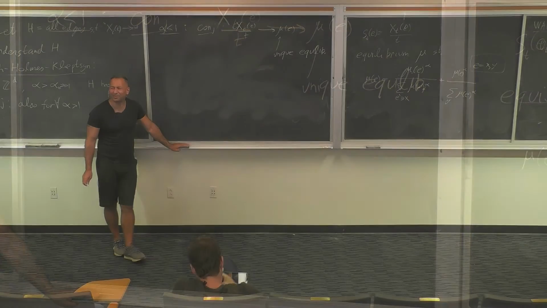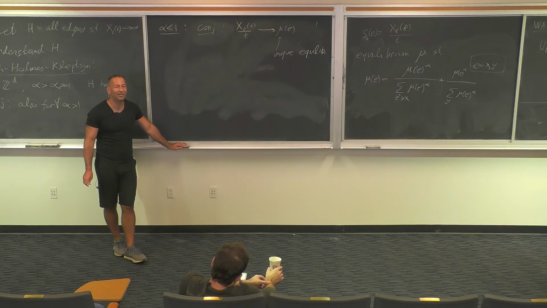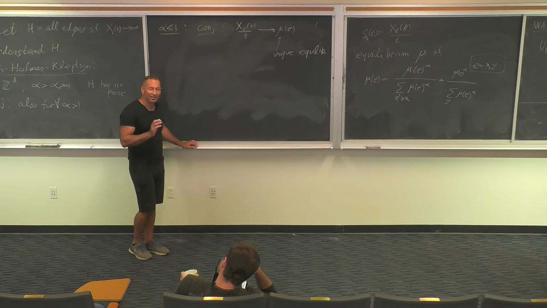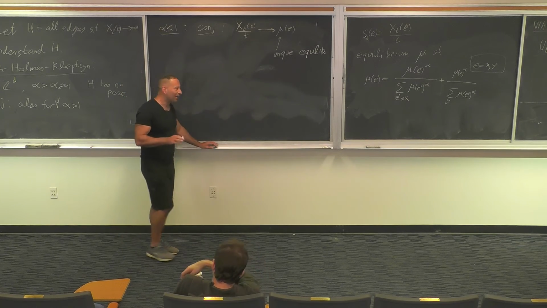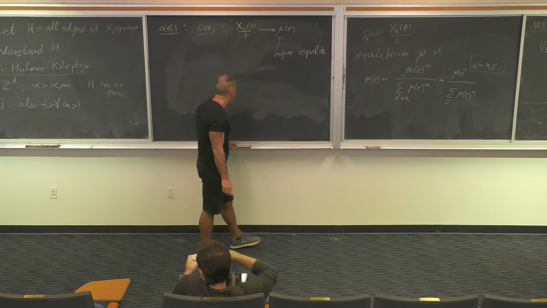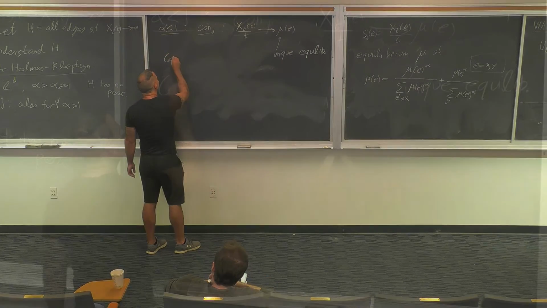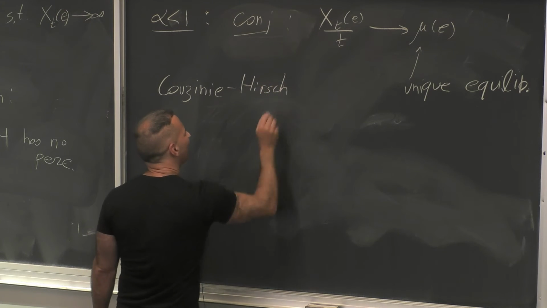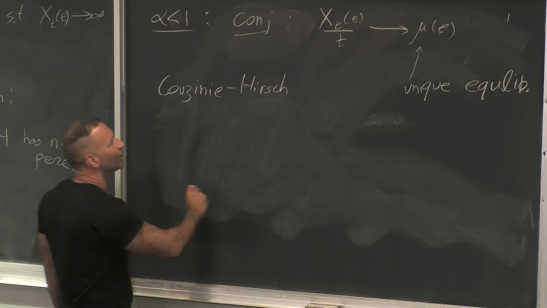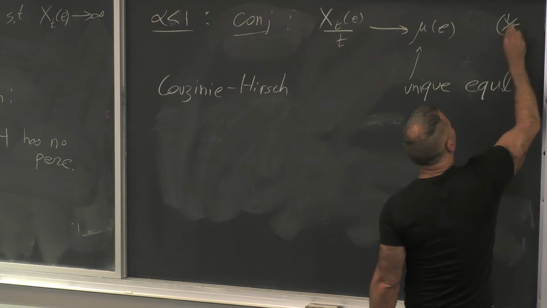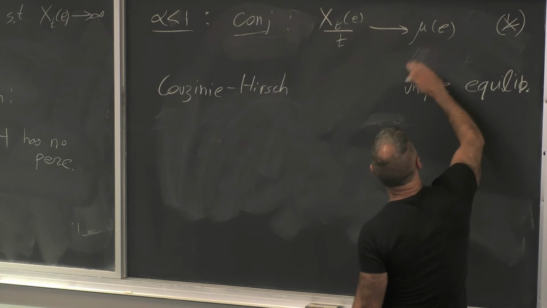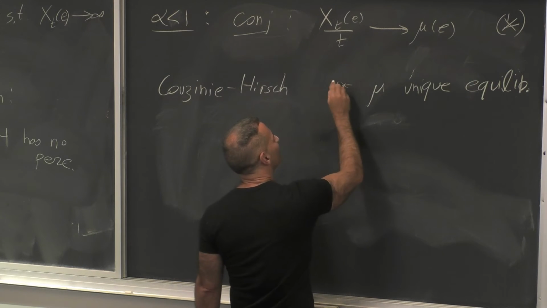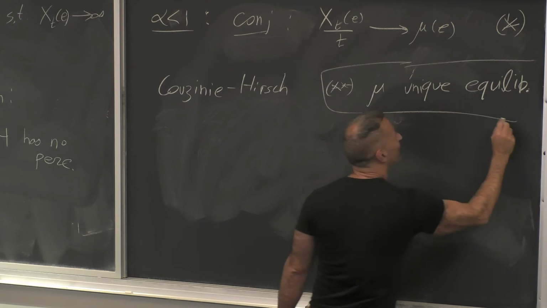If you have completely arbitrary graphs with unbounded degrees, you can get some kind of ridiculous things happening. So let's talk about graphs with bounded degrees. Cousini and Hirsch have a paper from a couple of years ago. So let's call this star. And this is, let's call it double star, that mu is a unique equilibrium.